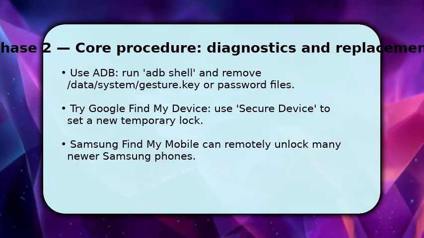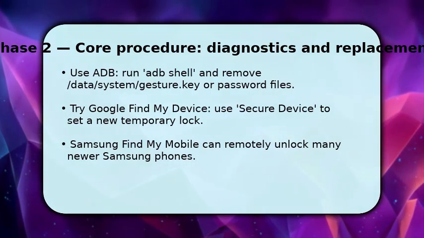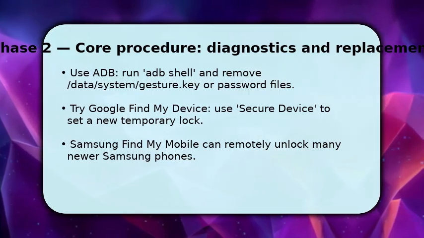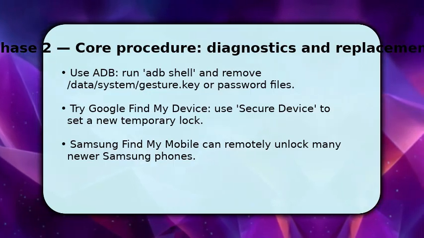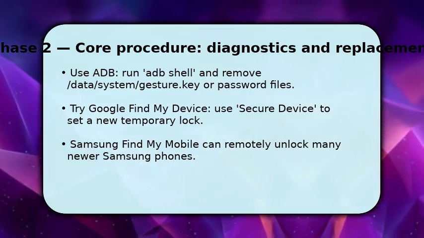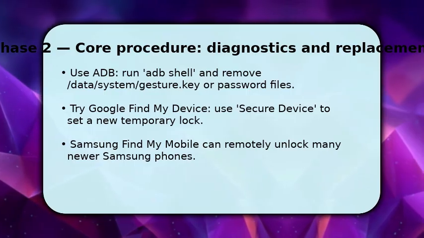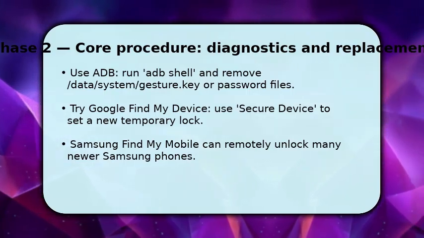If ADB isn't available, sign into Google Find My Device. Choose Secure Device and set a temporary password to replace the PIN, then unlock and clear the password. For Samsung devices, sign into Find My Mobile and use the Remote Unlock option.